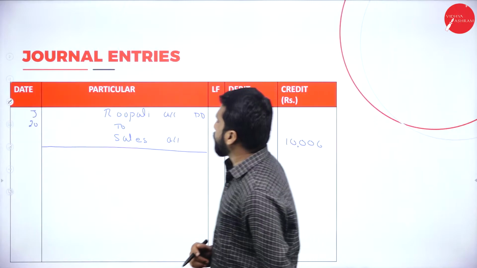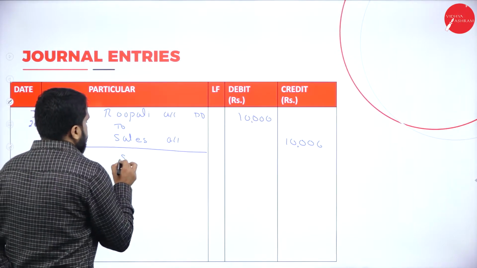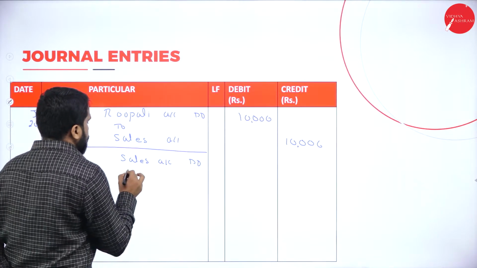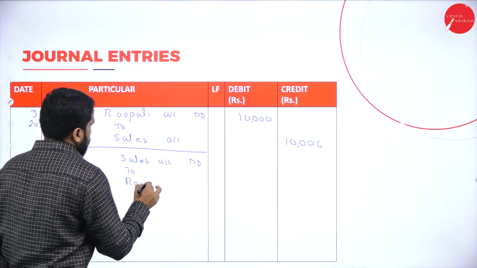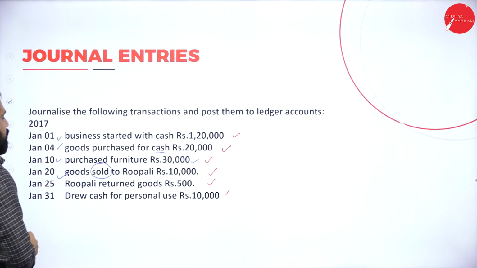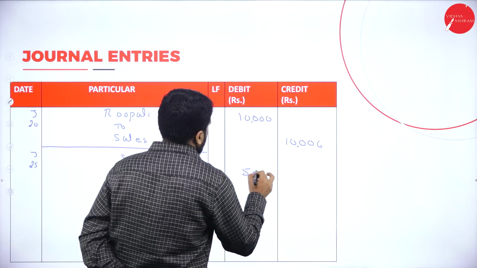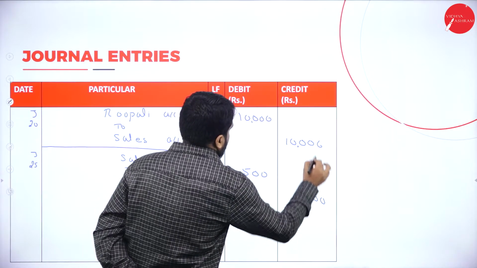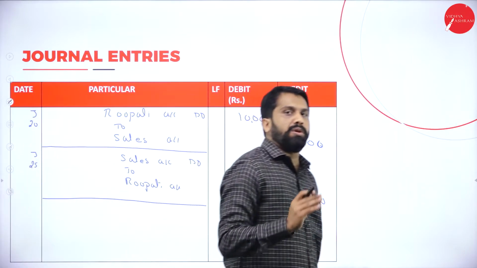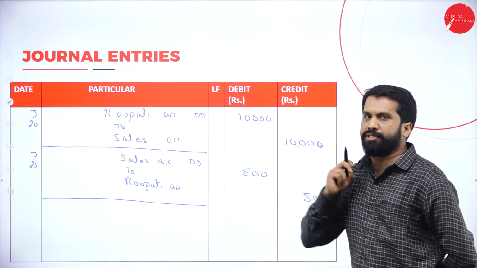Now, January 25th, sales return account debtor to Rupali account. What is the amount? Amount is 500. 500 as well as 500. Up to this, any doubt? Hopefully, up to this, there is no doubt. We'll go for last journal entry.